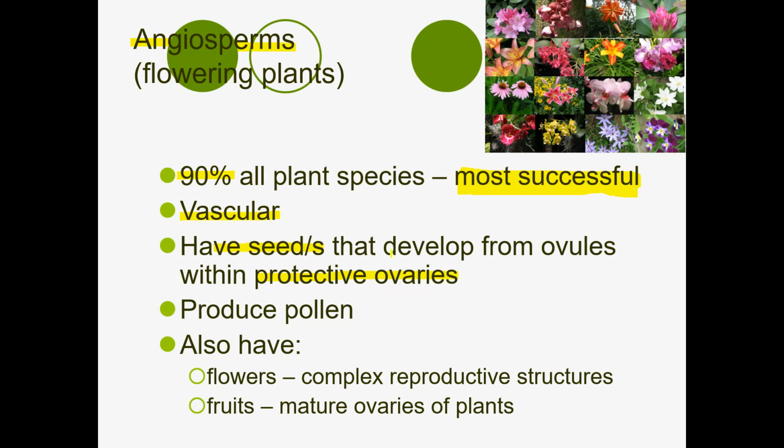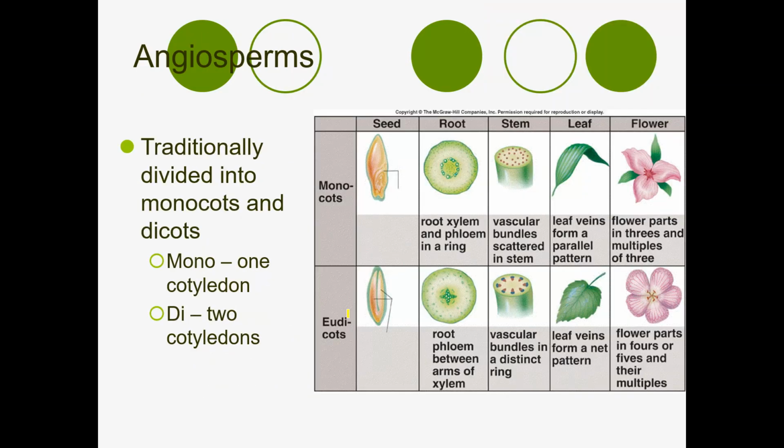These ovaries that they have are going to ripen and produce a fruit, okay? So notice that a fruit is a mature ovary, and the purpose of a fruit is to protect those seeds. They also produce pollen, so they no longer require water for fertilization, like those gymnosperms, and so they are the most successful because they have the most adaptations for reproductive success. We have protection, protection, and protection.